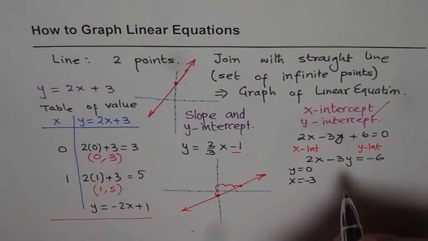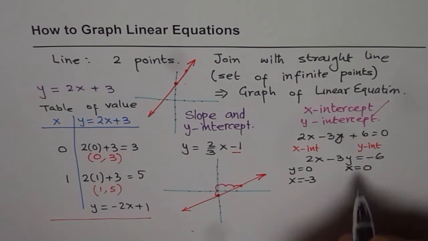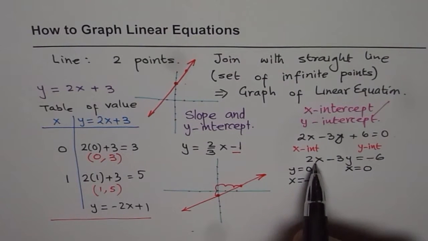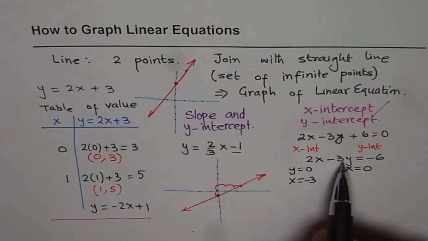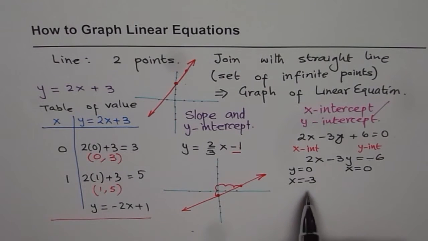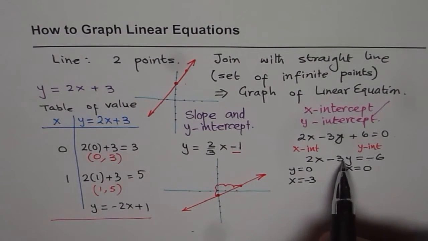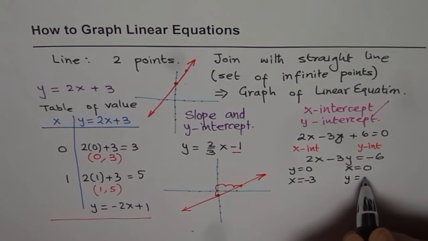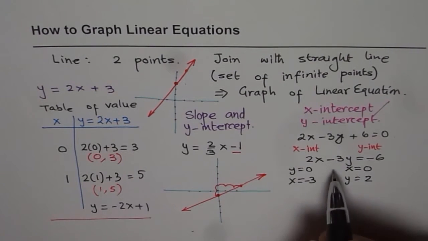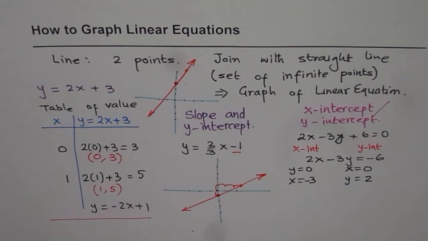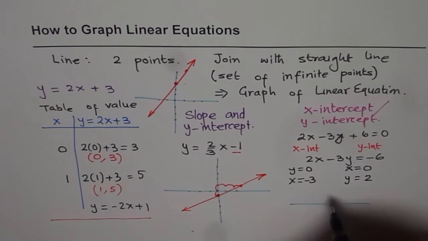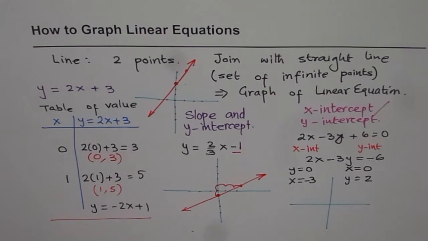For the y-intercept, place x equals 0 in this equation. If I write x equals 0, I get minus 3y equals minus 6. Dividing minus 6 by minus 3 gives me y equals 2. So these are my x and y intercepts. Now, knowing 2 points, as you know, we can always sketch our line. So here is the third one, using x and y intercepts.